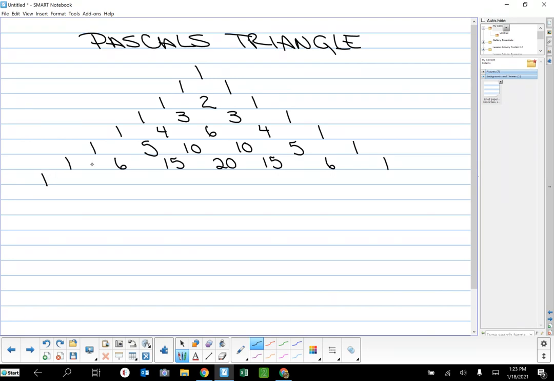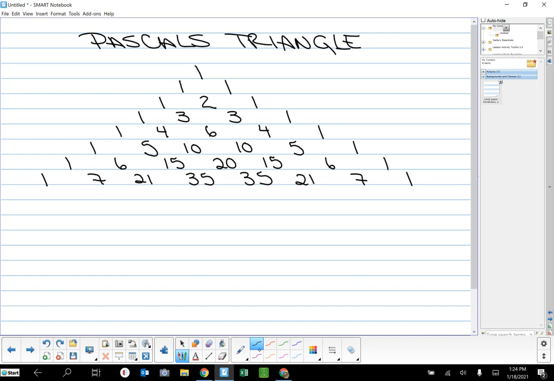1 on the outside. 1 plus 6 is 7. 6 plus 15 is 21. 15 plus 20 is 35. 20 plus 15 is 35. 15 plus 6 is 21. 6 plus 1 is 7. 1 on the outside. All right, so can you kind of see what's happening here? Those are continuing down.